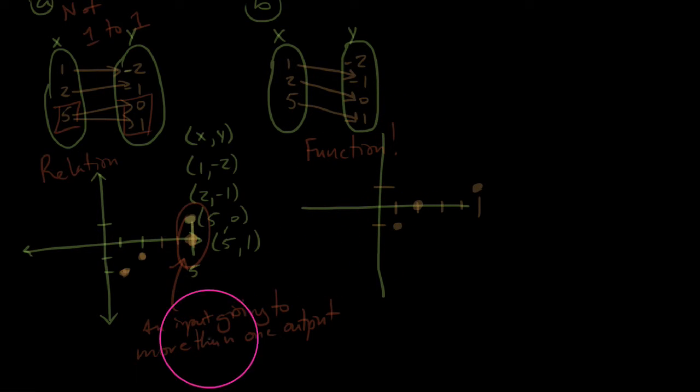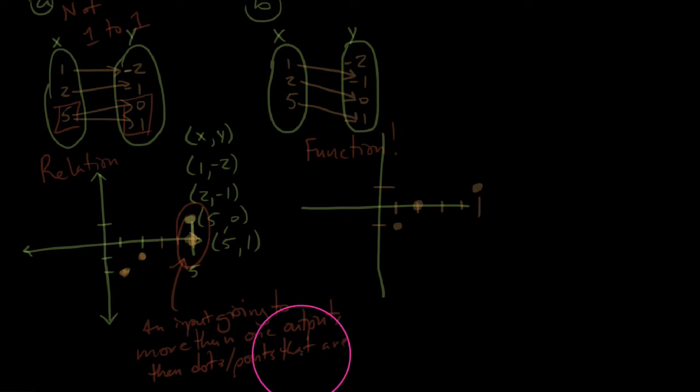So basically what we can draw from this is this. If we have an input going to more than 1 output, then there are dots or points that are vertically aligned, stacked vertically.